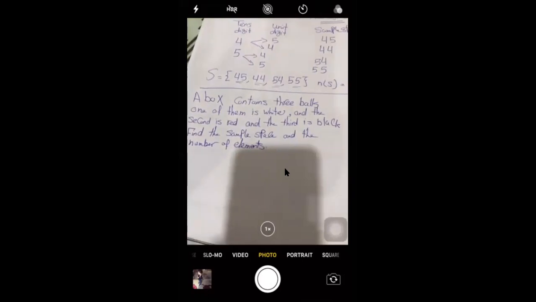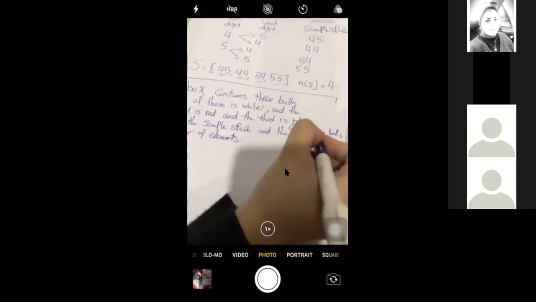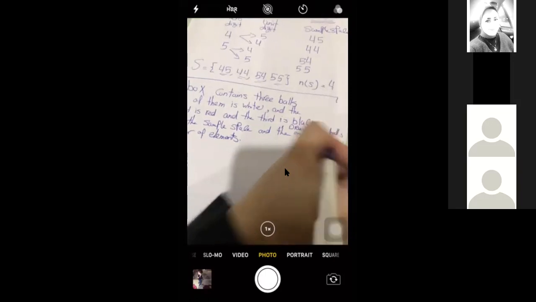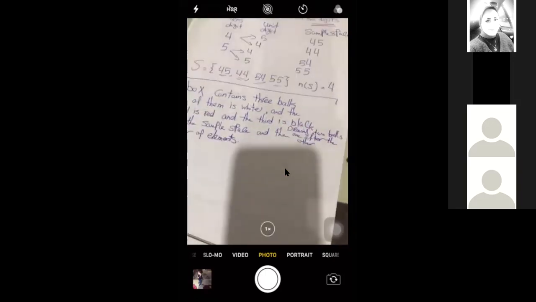Okay, in this case, I draw 2 balls. Don't forget to write draw 2 balls, one after the other. So I take 1 ball, then I pick up the second, then I pick up the third.